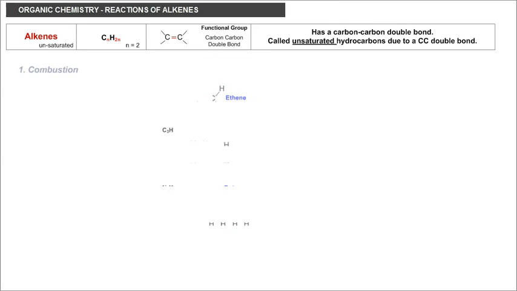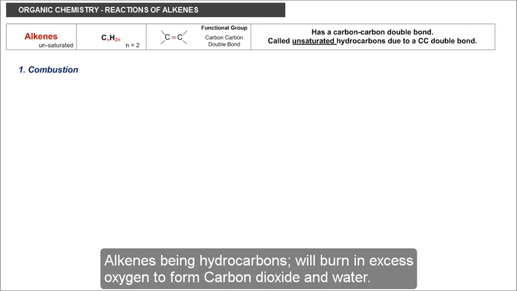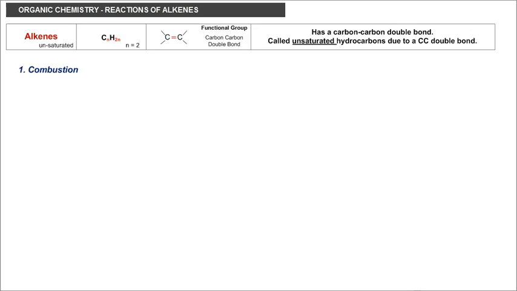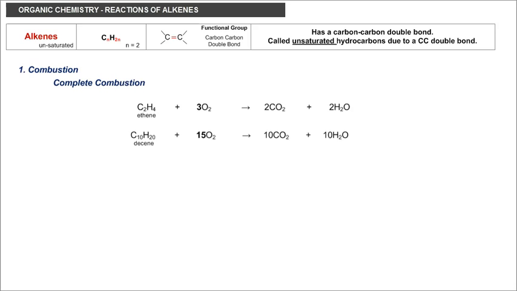But first, the basic reaction. Combustion. Being a hydrocarbon that is made up of only hydrogen and carbon atoms, the alkenes will burn in excess oxygen to form carbon dioxide and water. Consider the first member of the series, C2H4, called ethene, and the 10th member of the alkene series, C10H20, called decene. In the presence of excess oxygen, they undergo complete combustion to form carbon dioxide and water only.